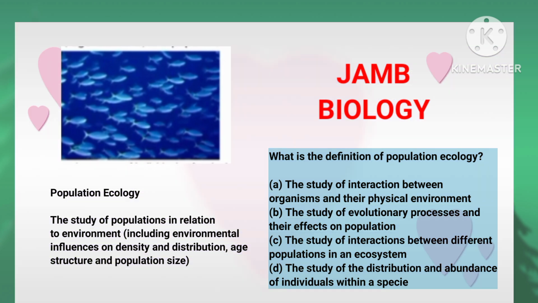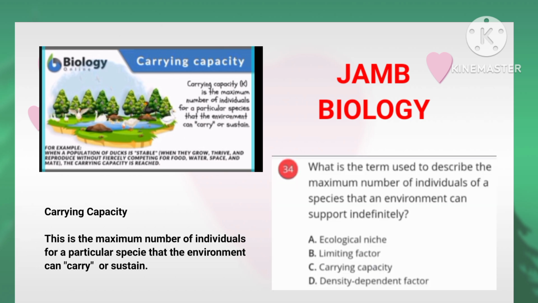I'll go to the next question. What is the term used to describe the maximum number of individuals of a species that an environment can support indefinitely? Is it A, ecological niche? Is it B, limiting factor? Is it C, carrying capacity? And is it D, density dependent factor? So the answer to this question is C, carrying capacity.